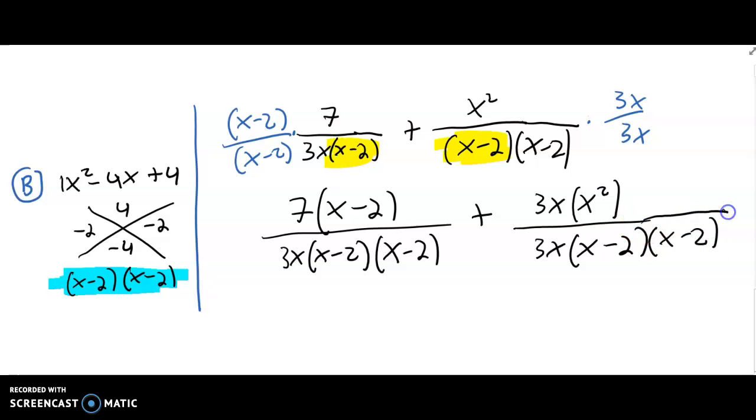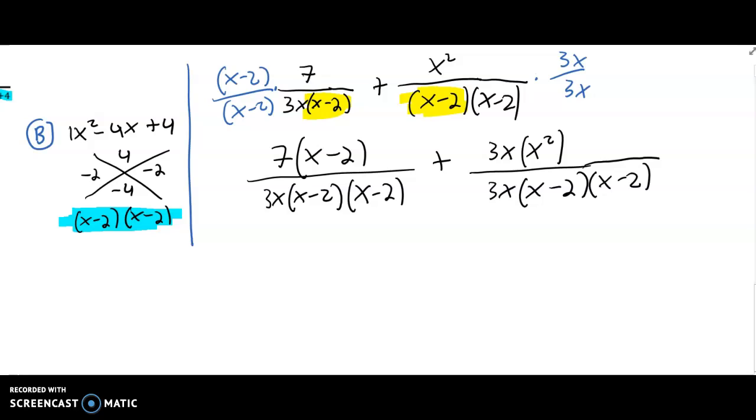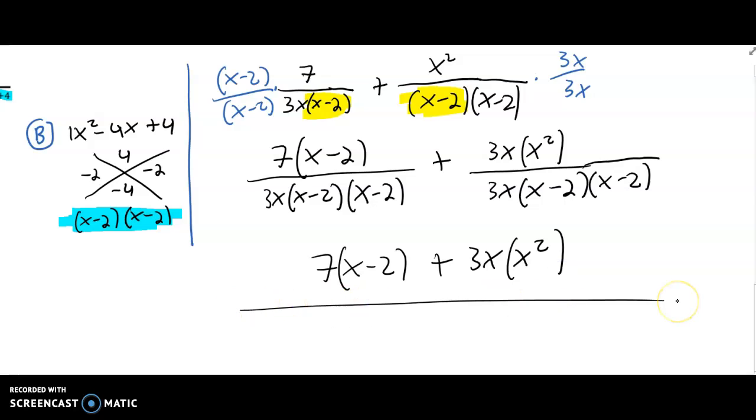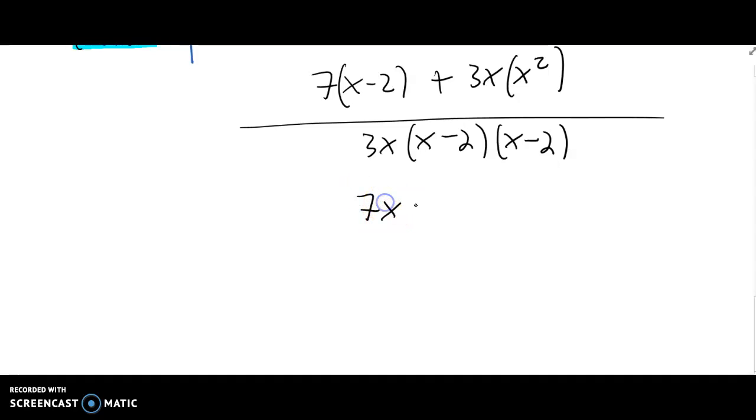Okay, great. Our denominators are matching, so I can go ahead and put them as one fraction. So I have 7 times x minus 2 plus 3x times x squared over a single denominator. All right, now I'm going to distribute in my numerator, so 7x minus 14. This has an exponent of 1. When we multiply, we add exponents. So this is a 3x cubed.